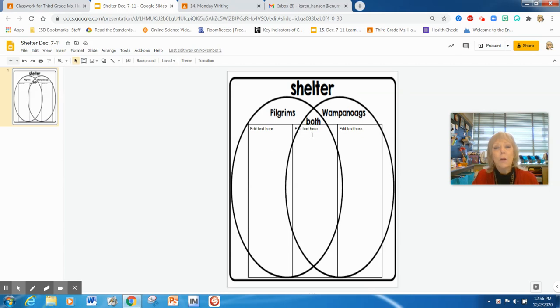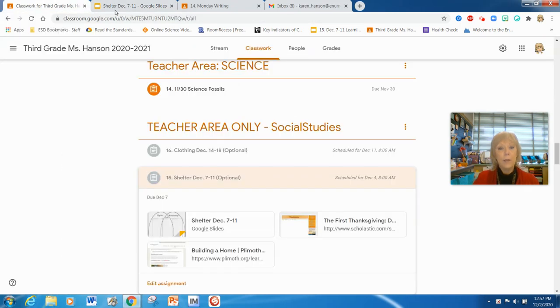So when you are looking at a Venn diagram, you are going to have one circle here, which is all about the Pilgrims, and everything that you can think of that pertains to the Pilgrims, you're going to be writing right in here. This side is going to be your Wampanoags, and everything that you know about them, you're going to be writing here. But there's going to be things where they overlap, and they're going to have similar things that they both do. And those are the things that go right in the middle. And so you're going to use, let's go right back over here.